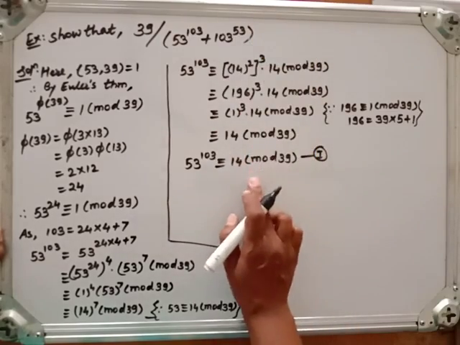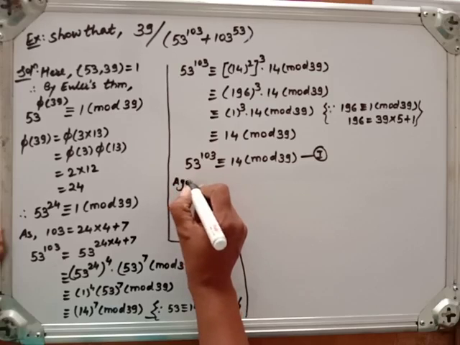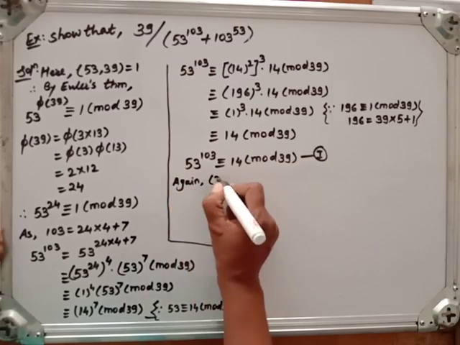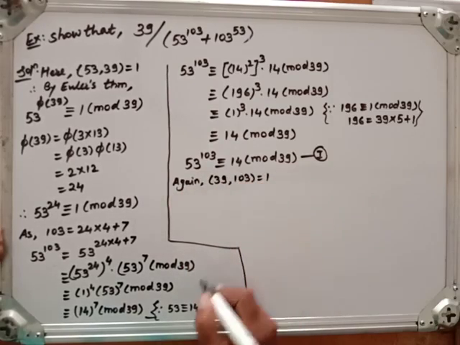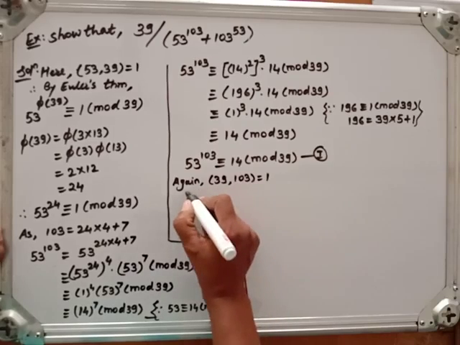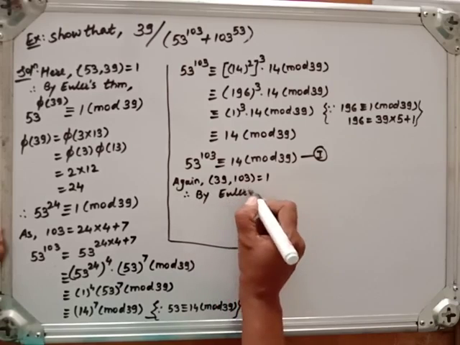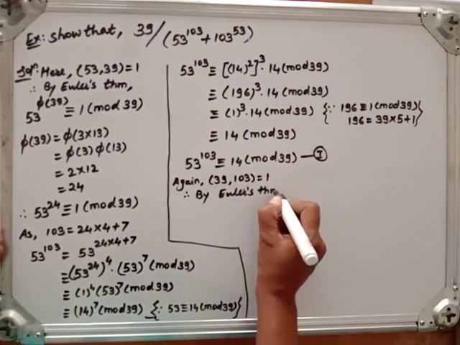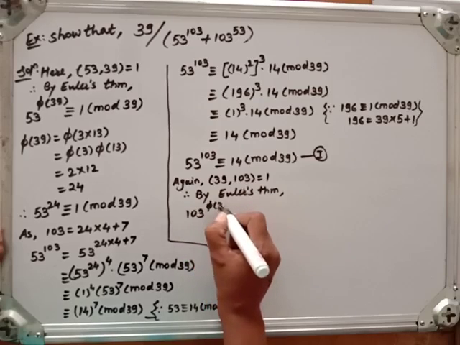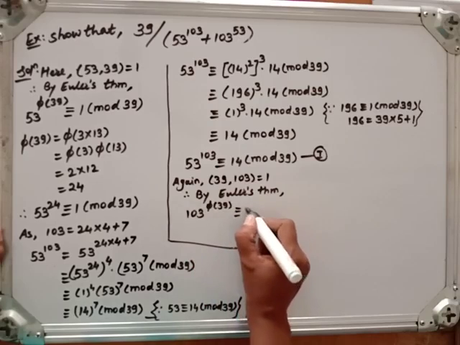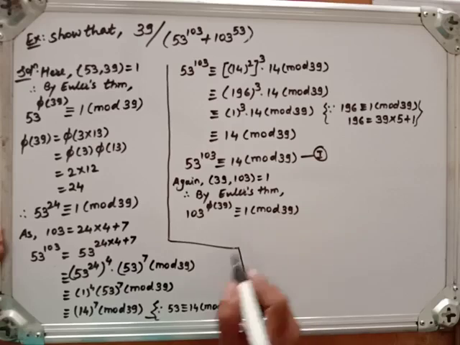Here we have to stop. Now we will work on this part here. Again, what can we say? 39 and 103 are also relatively prime. Again we can apply Euler's theorem. So by Euler's theorem, what can we say? 103 raised to φ(39) is congruent to 1 modulo 39. This is the step again.